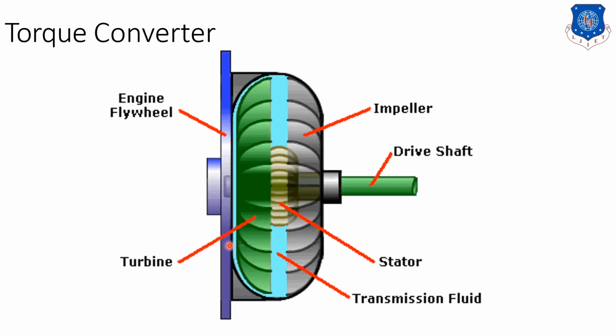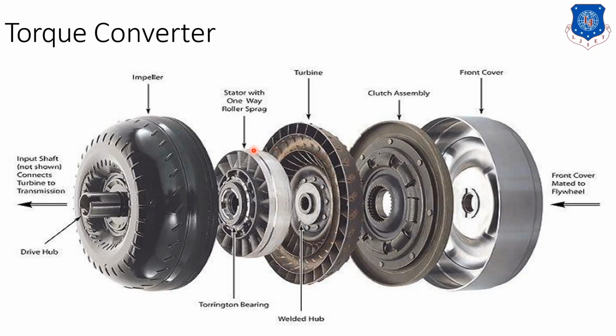Again I repeat, here only three components are there mainly: the impeller, the turbine, and in between them the stator. If the stator is not used, it becomes like a fluid coupling, with transmission fluid in between. This is our transmission fluid, this is our drive shaft, this is the torque converter. So this is how each component is used in the torque converter.